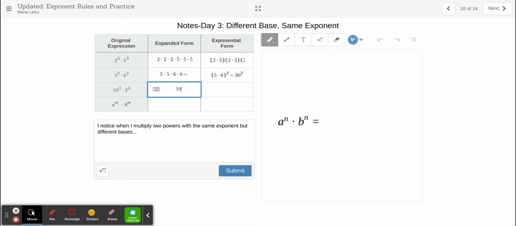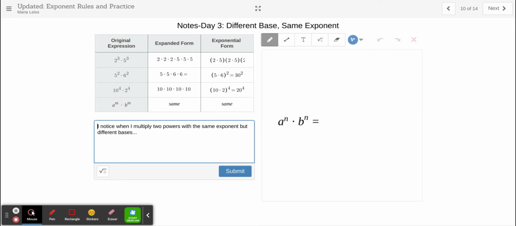This last one, 10 times 10 times 10 times 10 times 2 times 2 times 2 times 2. I can put each of those 10s with a 2, and I would have 4 groups of that. And 10 times 2 is 20 to the fourth power. Now these we're not going to do, because I'm going to do it over here.